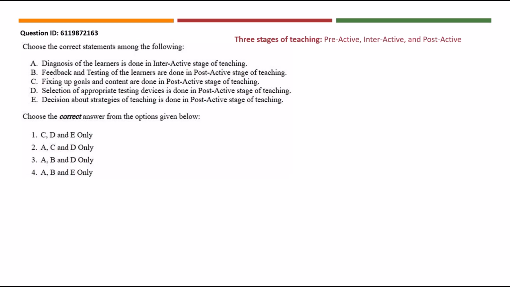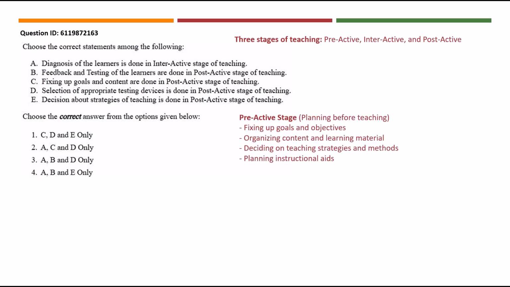So let's get a learning now. There are 3 stages of teaching: pre-active, interactive and post-active. So here the statements are: diagnosis of the learners is done in interactive stage of teaching. Feedback and testing of the learners are done in post-active stage of teaching. Fixing up goals and content are done in post-active stage of teaching. Selection of appropriate testing devices is done in post-active stage of teaching. Decision about strategies of teaching is done in post-active stage of teaching.